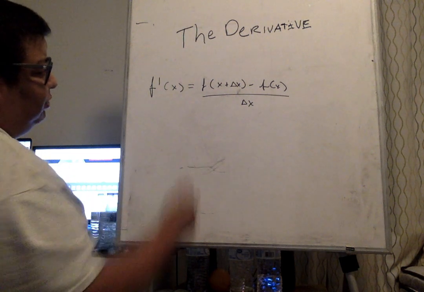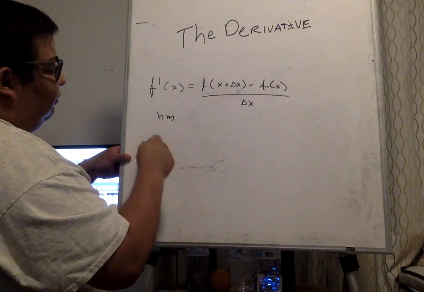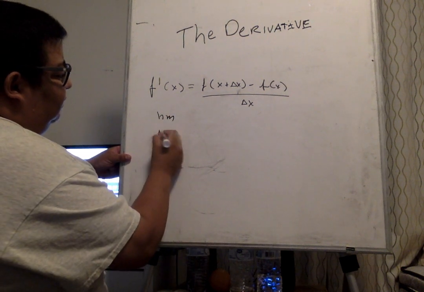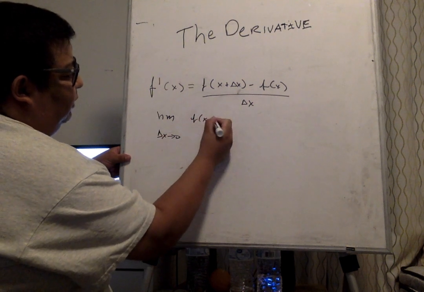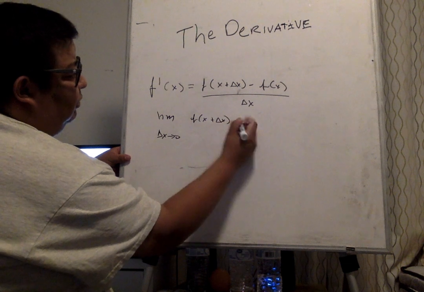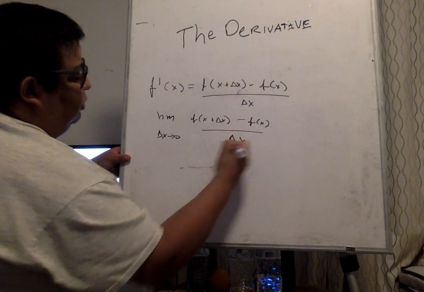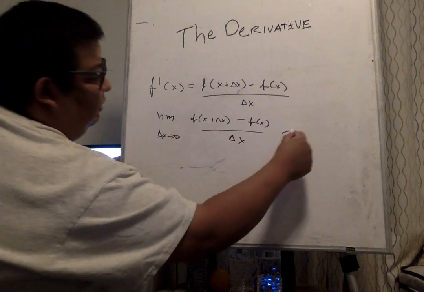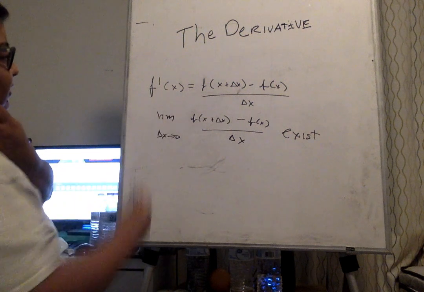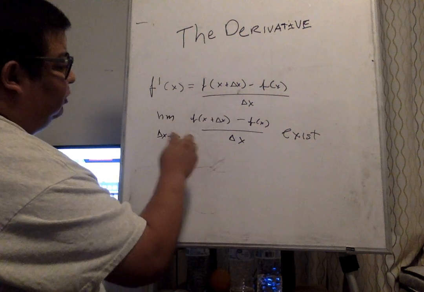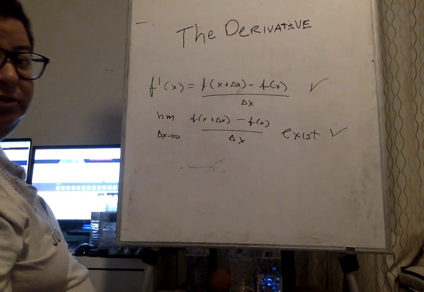And this definition prevails whenever the limit as delta x approaches 0 of f of x plus delta x minus f of x all over delta x exists. So when this limit exists, we know that the derivative exists at that point, at that x. So once this one checks, that means we can find the derivative.